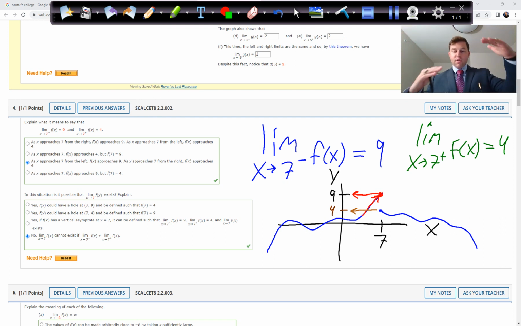Now because these two are not converging on the same number, they're missing each other, we're going to say the limit does not exist. So we would say, does the limit exist? No, the limit cannot exist because these limits approach different numbers. So if they're approaching the same number, the limit exists. If they're not, it does not exist. That would be the answer there.